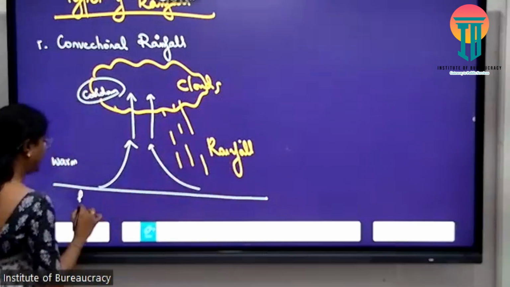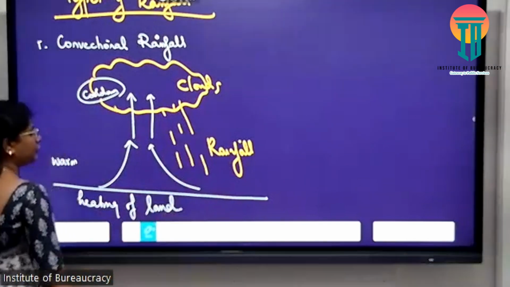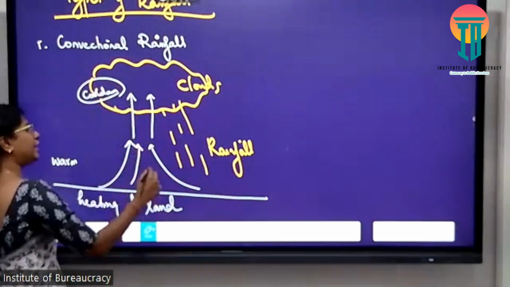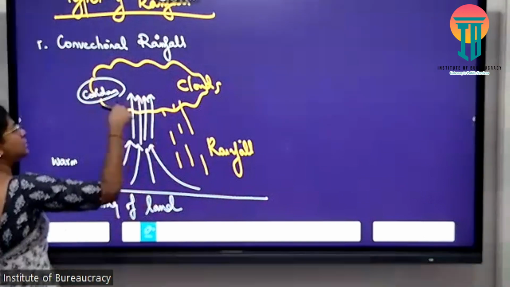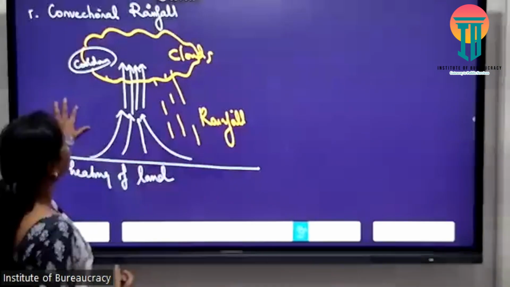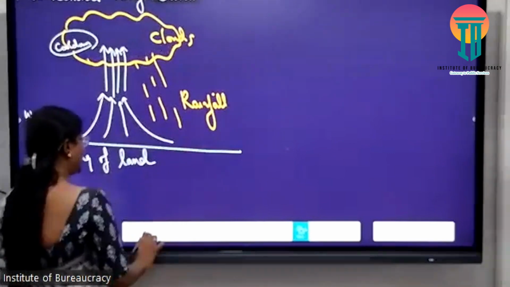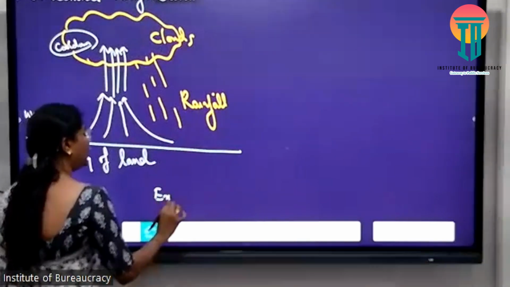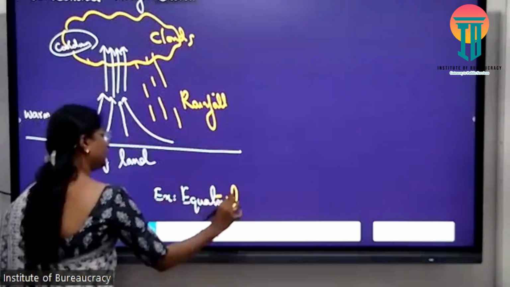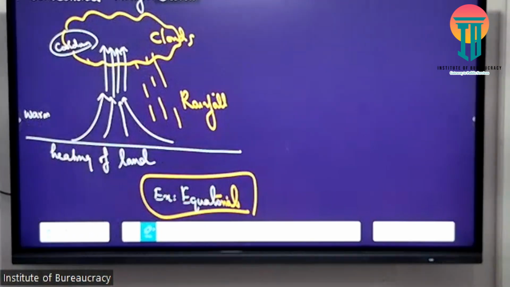So, heating of land would give rise to ascending air currents, and the ascending air currents at some point cool down, reach the condensation level, clouds are formed, and they give rainfall. This is very common where the insolation is maximum, that is in and around your equatorial region. The equatorial region would majorly experience convectional type of rainfall.